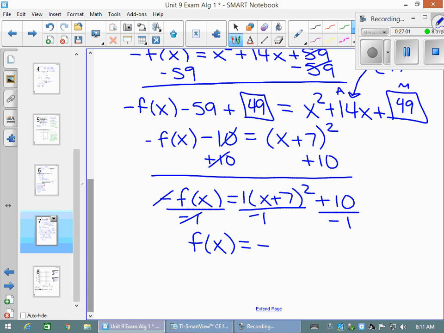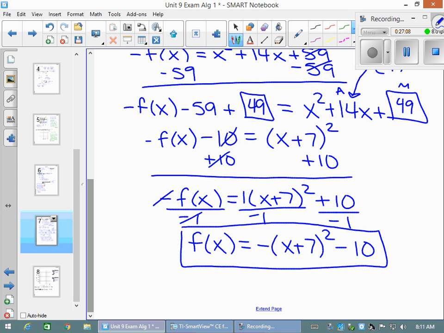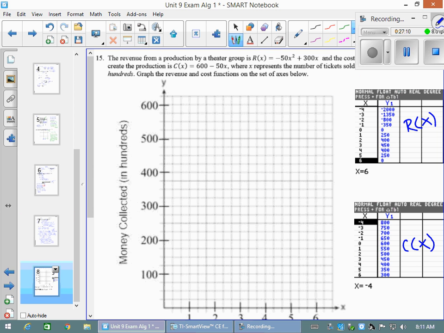Okay, and for the last question, I brought over my table of values so I could start graphing these. We're being given two functions. One is r of x, which represents our revenue, and one is represented as c of x, which is showing our cost. So first thing was to graph the revenue and cost functions on the set of axes that were provided.